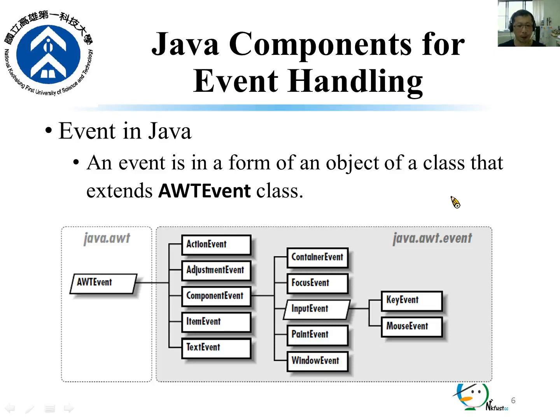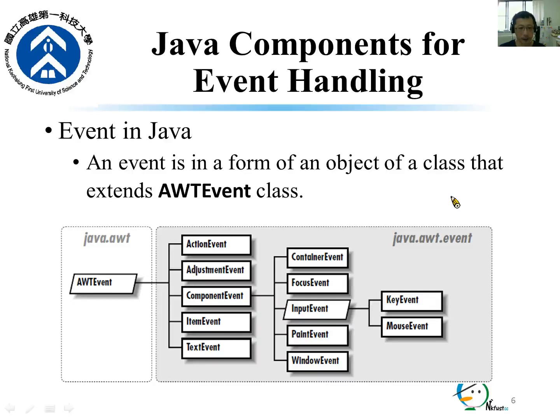Since Java is a purely object-oriented programming language, an object which carries the interaction information is in the form of an object of a class that extends the AWTEvent class. Here shows the class diagram of all Java AWT event classes. The objects of different event classes carry different types of interaction information.